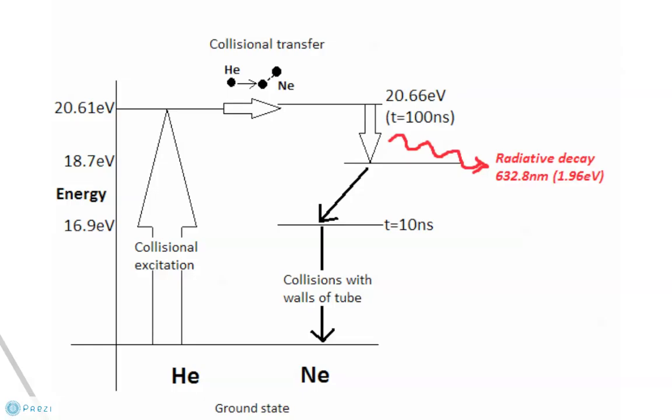Let's return to this slide for a recap. Firstly, helium atoms are excited from the ground state due to the electrical discharge across the glass tube. Collisions between the helium and neon atoms provide a mechanism for efficient energy transfer for the excitation of neon. A slow decay from this state results in the emission of a photon at 633 nanometers, which is then amplified in the laser cavity, while the remaining energy is dissipated away.